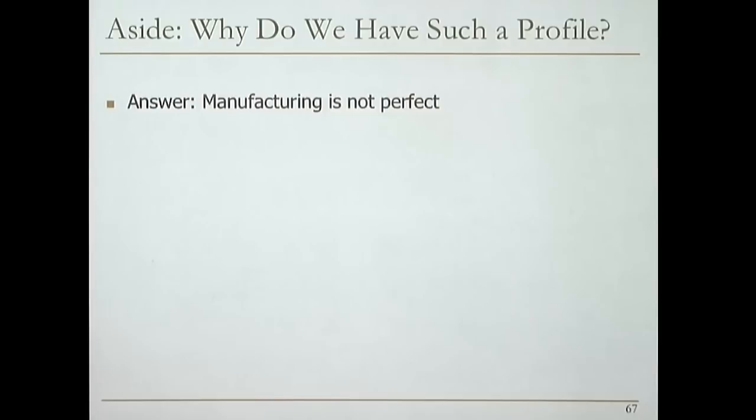Well, the answer is manufacturing is not perfect. You cannot manufacture everything to have 64 millisecond retention time. Not all DRAM cells are exactly the same. Some of them have huge capacitors. Some of them have weak capacitors. Some of them have weak access transistors, large access transistors, all kinds of combinations. Right? Because manufacturing is not perfect.